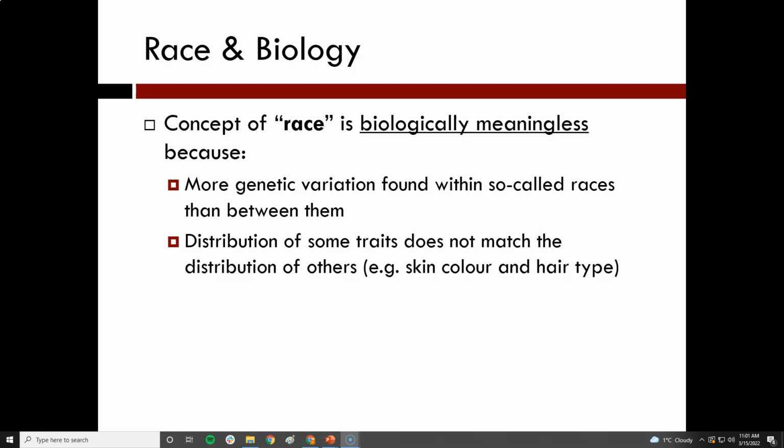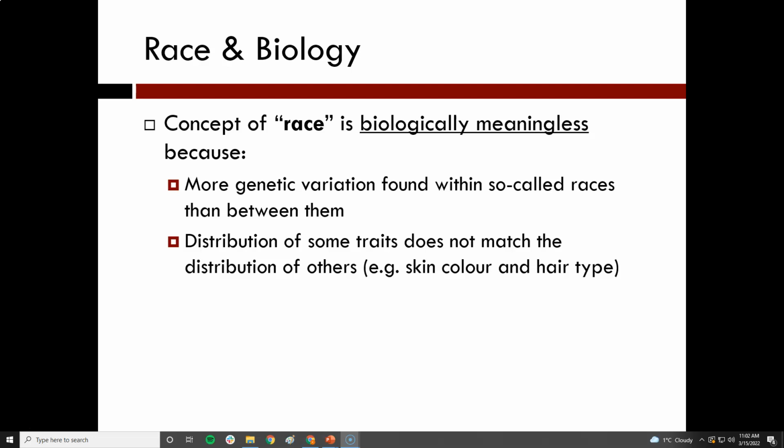So if we want to say, okay, well, we're going to use these specific alleles in order to assign people to different populations, or rather certain phenotypes within it, studies have shown that, for example, we have more genetic variation found often within so-called races than between them. The distribution of some traits does not match the distribution of others, right?